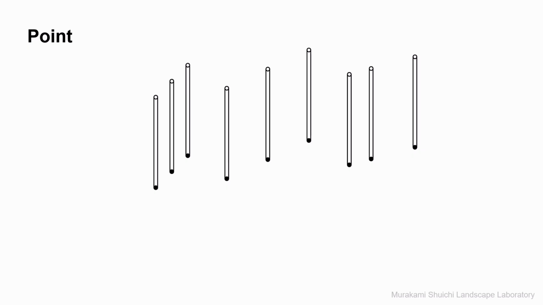Among the basic two-dimensional shapes, let us begin by exploring the potential of the point. Here on this plan, you can see 9 points. From this simple drawing, what kind of three-dimensional space can you imagine? Let's try to draw it in axonometric projection. It could be 9 cylinders all with the same height.